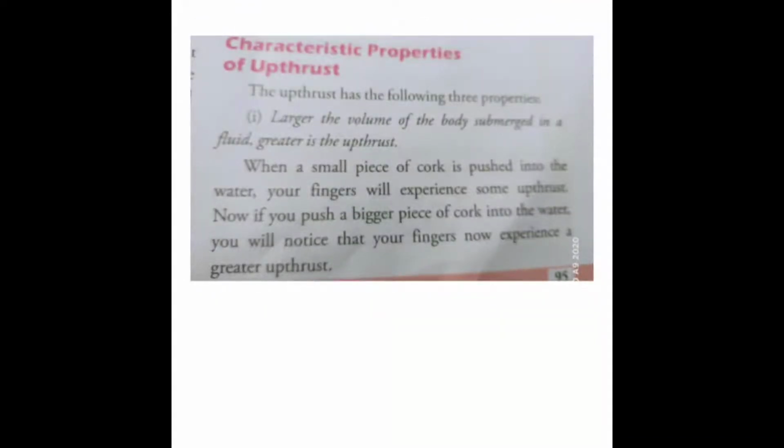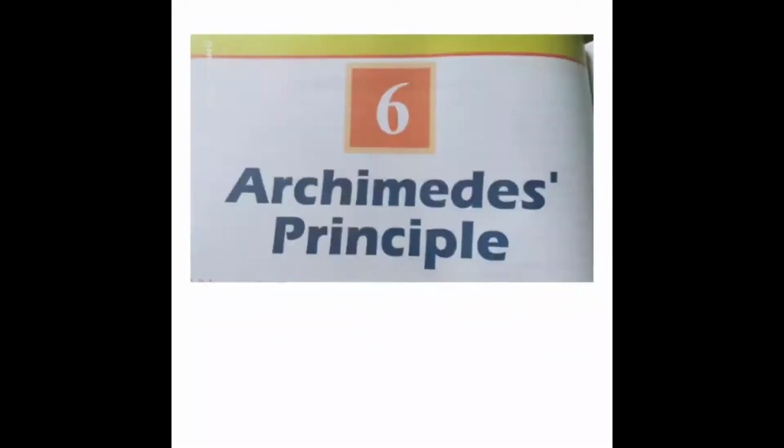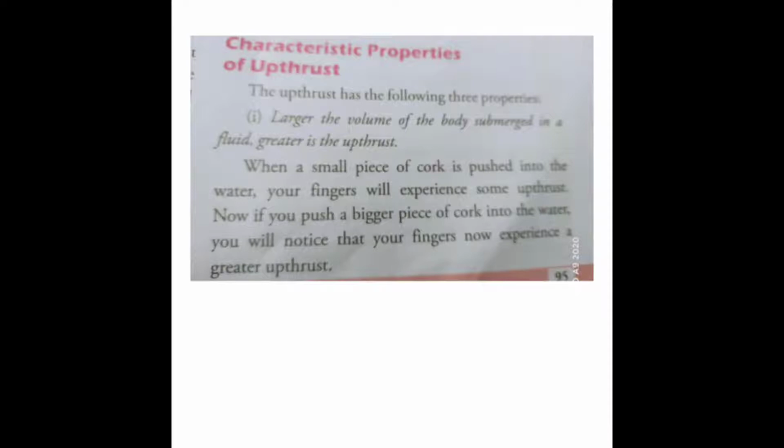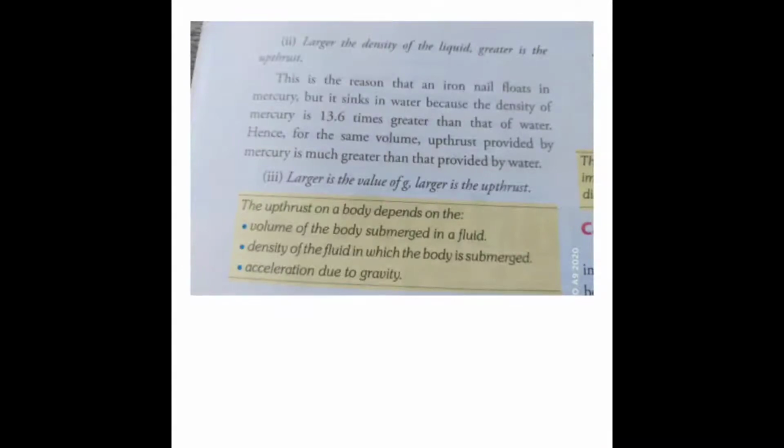So there are a few characteristics of upthrust. In the diagram you can see, if the can is very big, it will exert more upward force. If the can is very small, it will exert less upward force. So larger the volume of the body submerged in a fluid, greater is the upthrust. Larger the density of the liquid, greater is the upthrust.